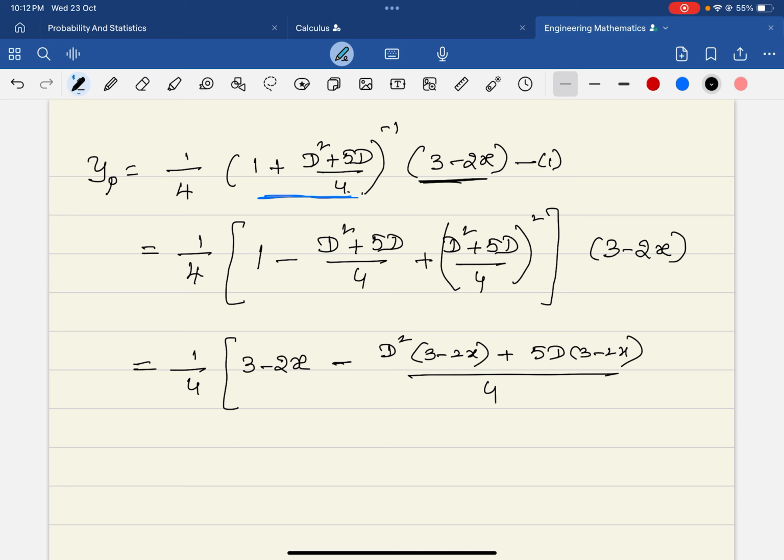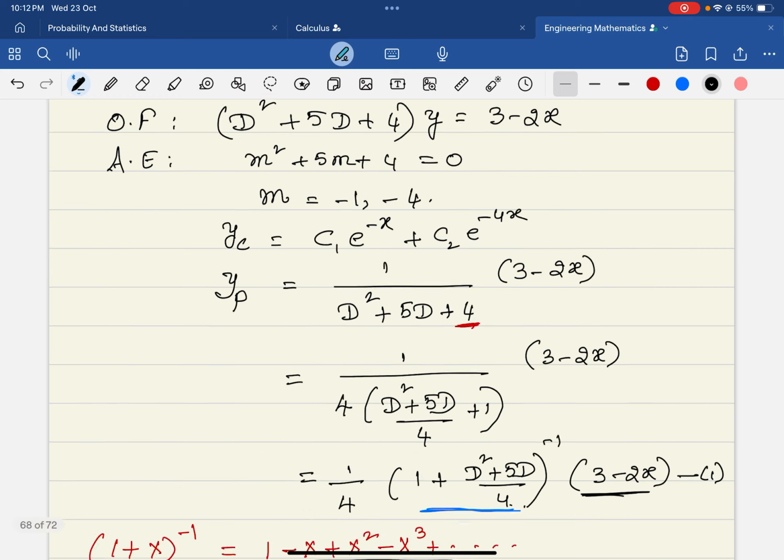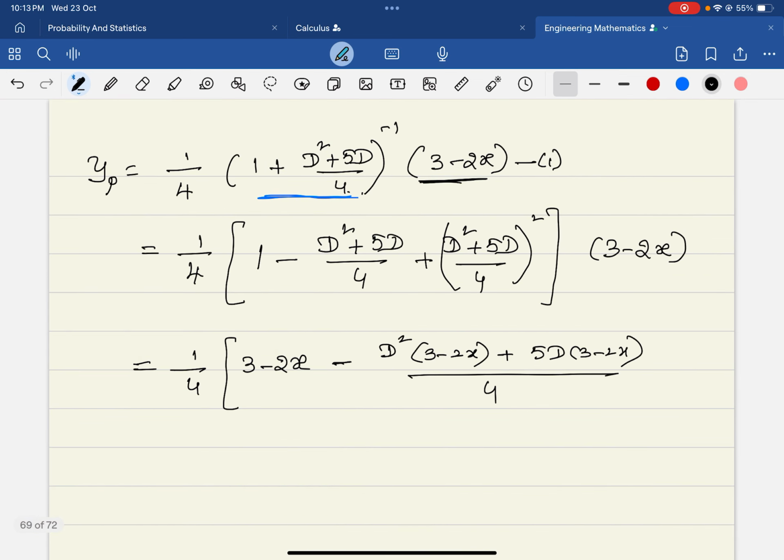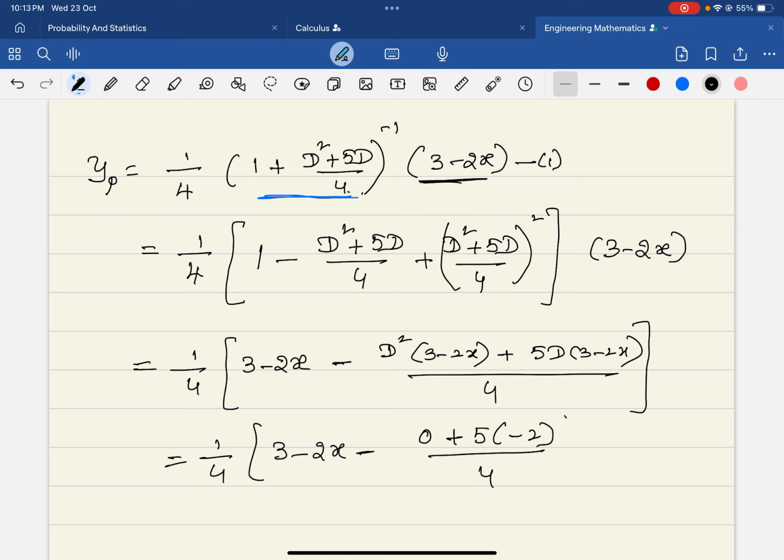All of them are zeros because we have identified that D of 3 minus 2x is minus 2. D square, D cube, all of them are zeros. So we stop the process here. So now that is 1 over 4 times of 3 minus 2x minus D square of 3 minus 2x is 0 plus 5 times of D of 3 minus 2x is minus 2 over 4.